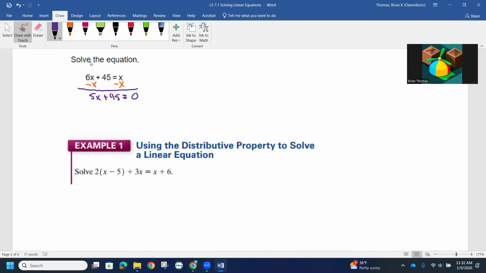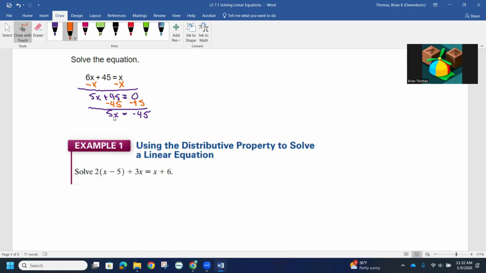Now, our next move is we need to move the number to the other side of the equation. To get rid of this 45, I have to subtract 45, but I have to subtract 45 over here as well. Or in other words, add a negative 45 to both sides. So 5x comes down, this turns into a 0, so we can ignore that. And then 0 minus 45 ends up being negative 45.